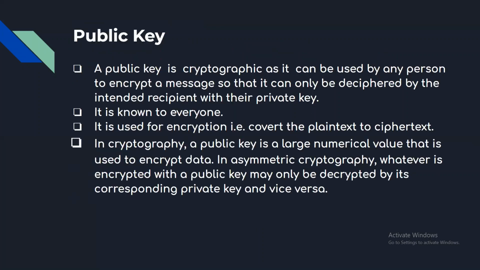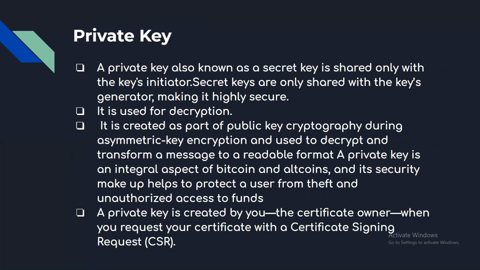What do you mean by public key? A public key is a cryptographic key that can be used by a person to encrypt a message, and that message can be deciphered only by the intended recipient, at the receiver side, using the private key. This public key is known to everyone, and it is used for encryption. That means we convert the plain text to the cipher text, as I showed you in that picture. Though a public key is a large numerical value, it is used for the encryption of data. I'll be telling you how in the next few slides. So in asymmetric cryptography, encryption uses the public key and decryption uses the private key.